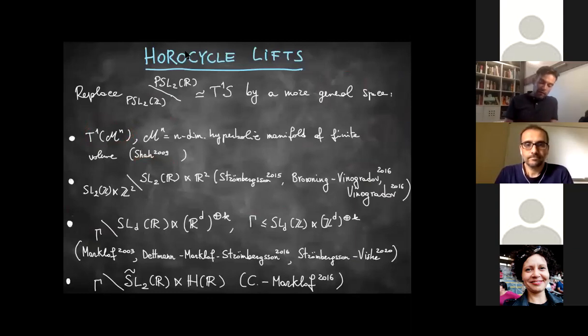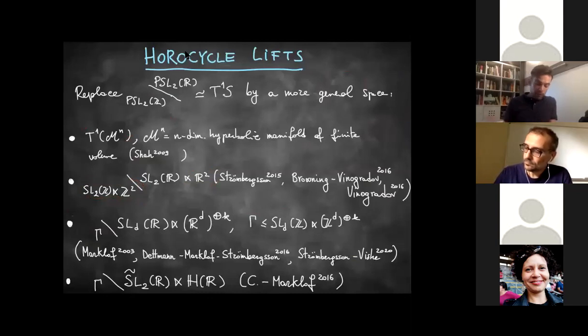You could add two extra dimensions to your space by, instead of looking at SL2, looking at the affine special linear group. So you take the semi-direct product with R2. These are simply the way affine transformations compose in the plane. So affine transformations of the plane compose using a semi-direct product. And I'll discuss that later in a bit. Several people looked at this case, specifically when the group that you mod out by is this very classical group, resolved by Andreas Strombergsson, Browning, Vinogradov by himself.